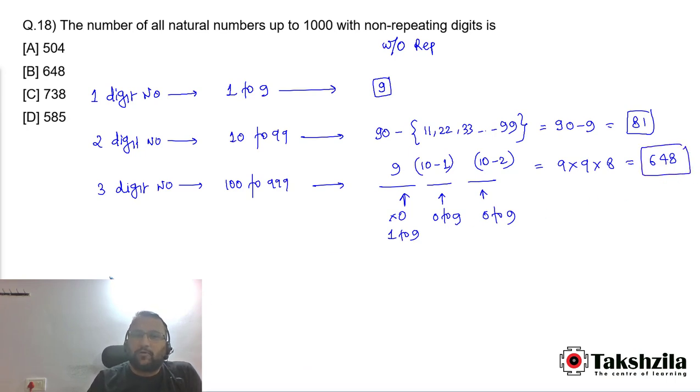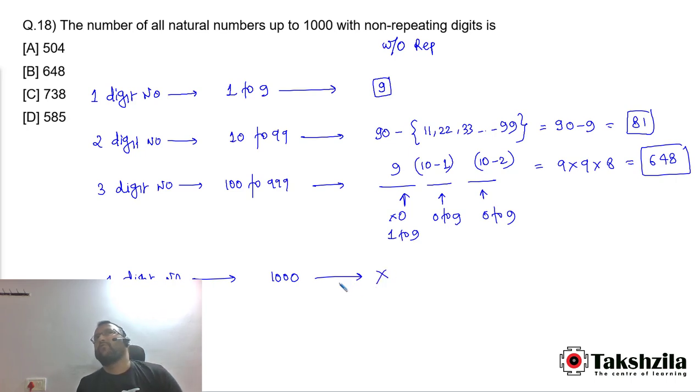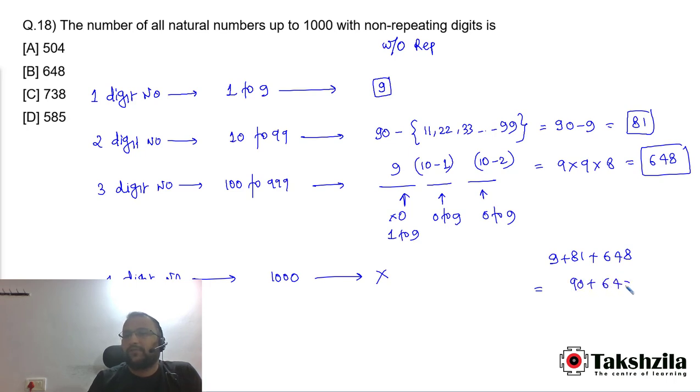After this, let's talk about four digit numbers. In the given range, 1000 is the only four digit number, and it does not have distinct digits. Here, repetition of digits is there. That is why we are not going to consider this. So the final answer is 9 plus 81 plus 648, which is equal to 90 plus 648. That is equal to 738. Option C is the final answer here.